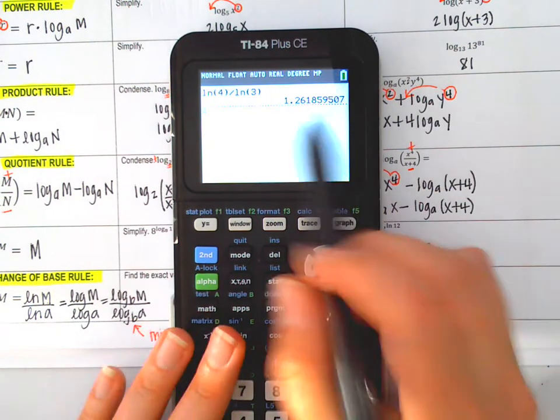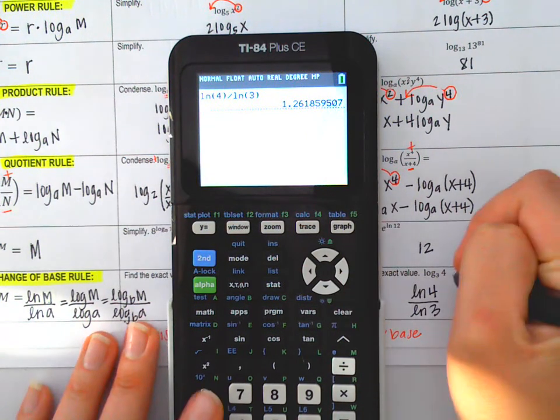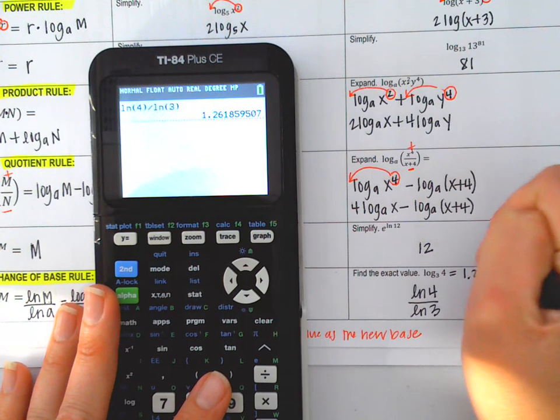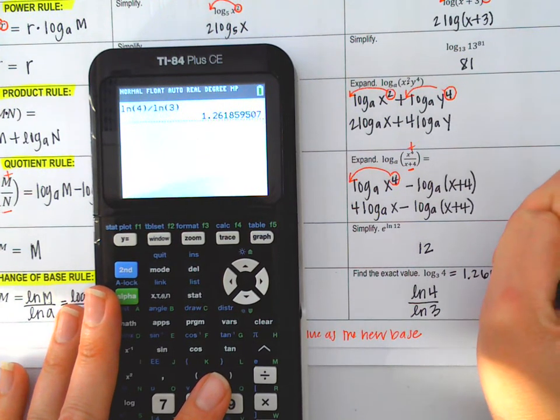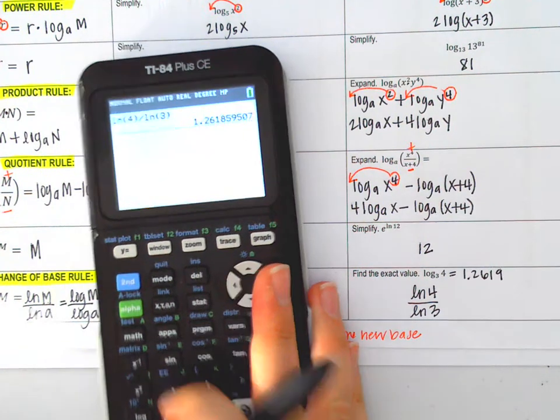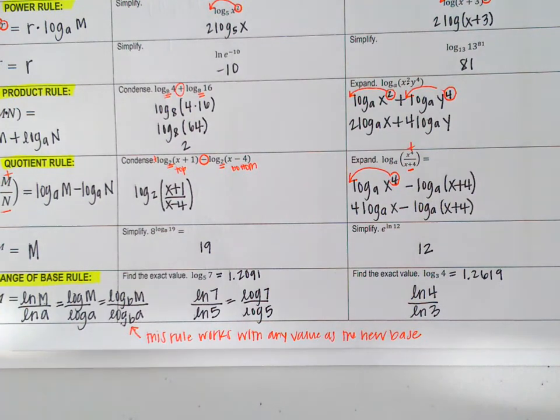And I get 1.261. That 5 rounds up that 8 to be a 9. 1.2619. And if you use log base 10, totally fine. You should have gotten the same exact answer. Okay, so that is it. That's all we're going to do today.